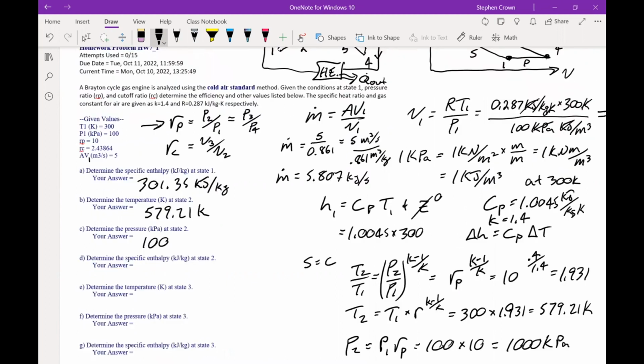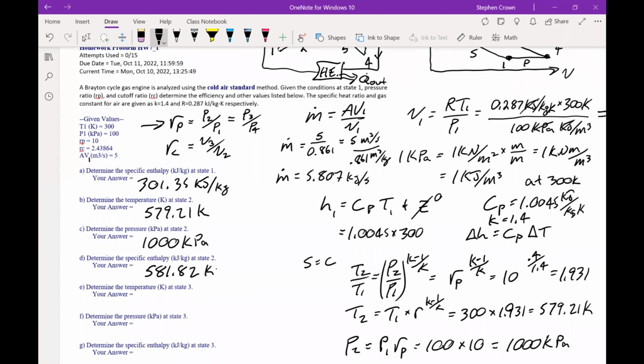Okay, and then finding the specific enthalpy at state 2, same as before, just multiply the temperature times Cp. That will give us temperature at state 2, 579.21, times 1.0045, which is 581.82. Just equals Cp times T2.